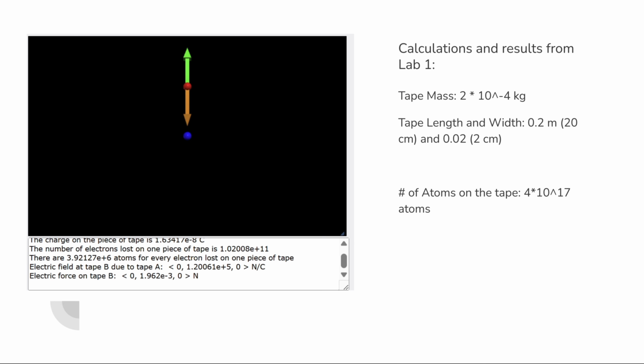From the calculations and results of lab 1, we found the tape mass, which is 2 times 10 to negative 4 kilograms. We found the tape length and width, and we found the charge and also how many electrons it lost.